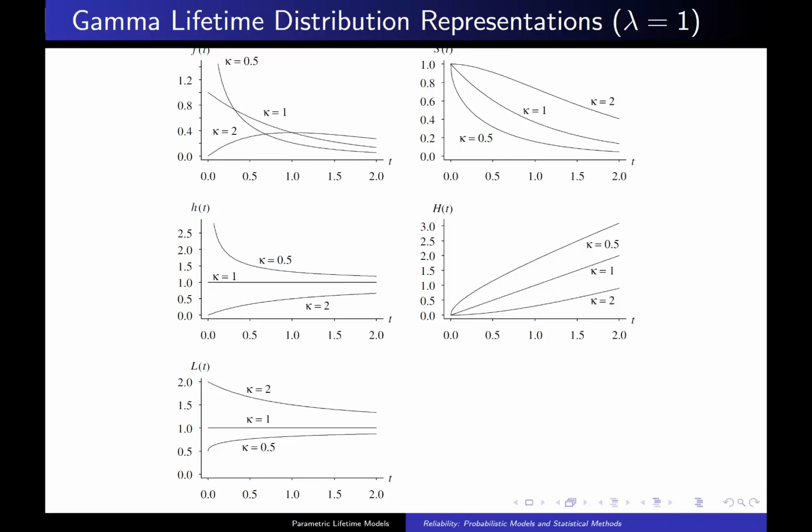Here's a look at the gamma lifetime distribution representations. Let's start this time with the hazard function. Once again, on the horizontal axis you have time as always, and when kappa equals 1, this reduces to the exponential distribution, which has a constant hazard function. When kappa equals 0.5, that is the DFR case. Notice the hazard function now is strictly decreasing. And finally, when kappa equals 2, that is the IFR case. And in this case, you can see that the hazard function is increasing.